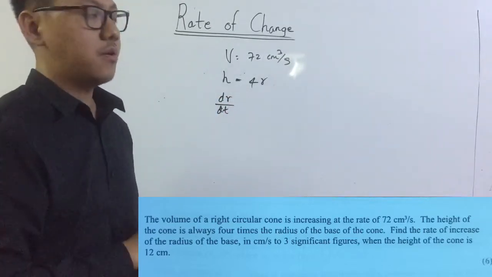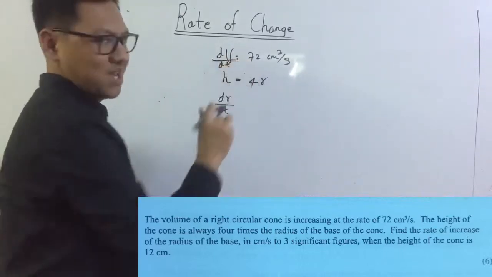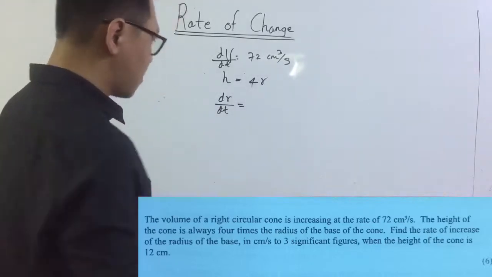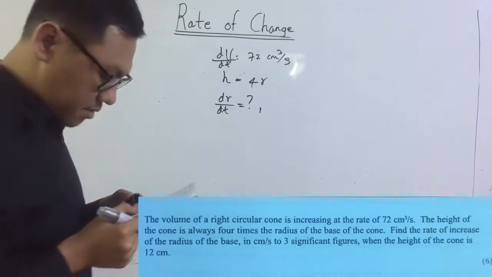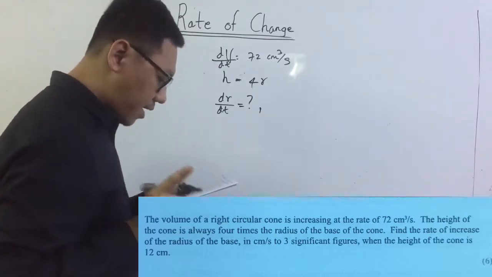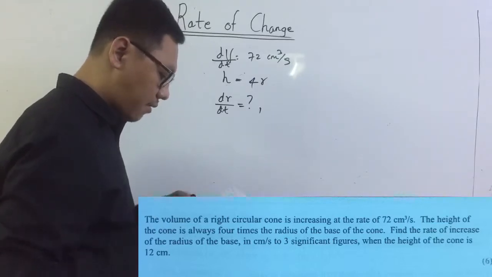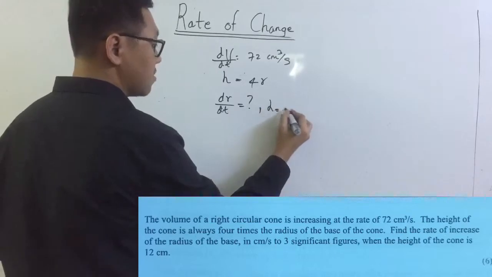For the rate of change, we always put t here. Sorry, I got it wrong here. I have to write dV by dt. I'm sorry. And then dr by dt. So dr by dt is the question mark. You want to find that. They ask to find the rate of change of radius in centimeter per second to three significant figures when the height of the cone is 12 centimeter. Height is 12 centimeter. So h is equal to 12.